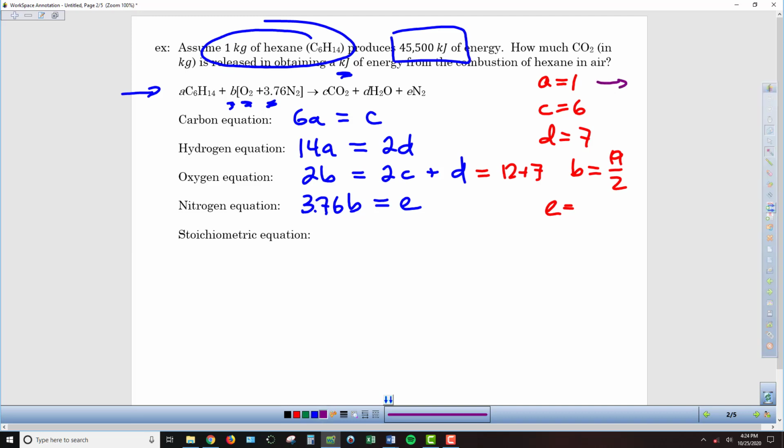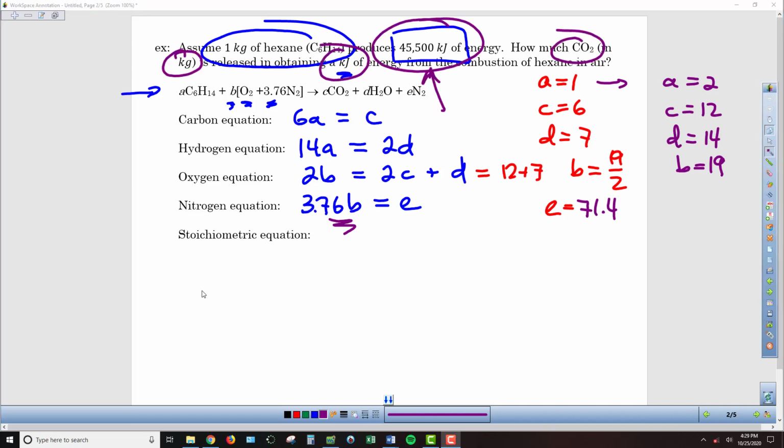So that means we've got A equals 2, C equals 12, D equals 14, B equals 19, and then if I plug in 19 for B to figure out what E is, I'm going to get 71.4. So I can slide those into my balanced equation.